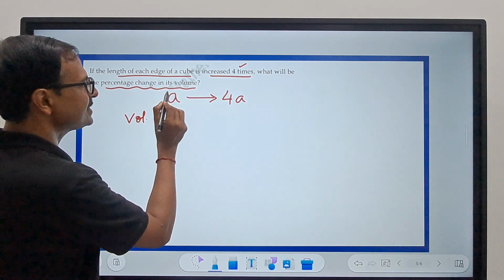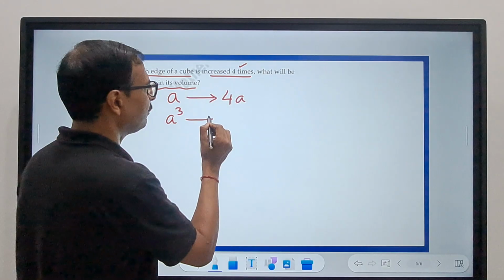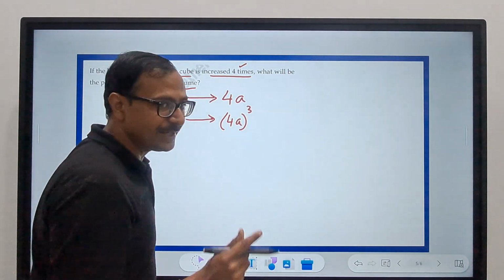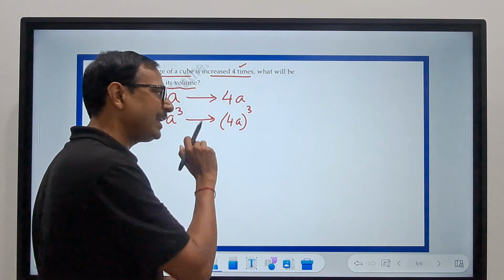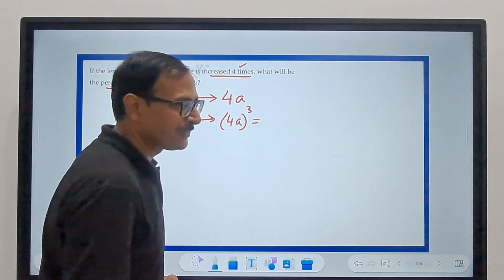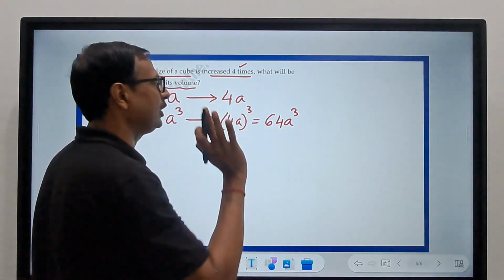Percentage change. See what happens to the volume. Originally, when the side was A, the volume was A cube, right? And now the volume changes to 4A cube. Don't write it as 4A cube. It is 4A in the bracket and then cube. 4A times 4A times 4A, which is 64A cube. Now this is the new volume.